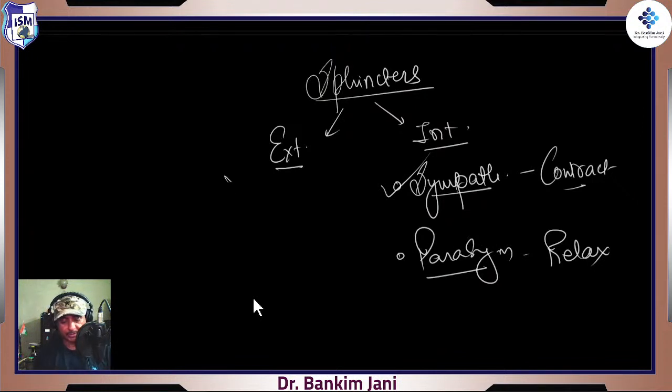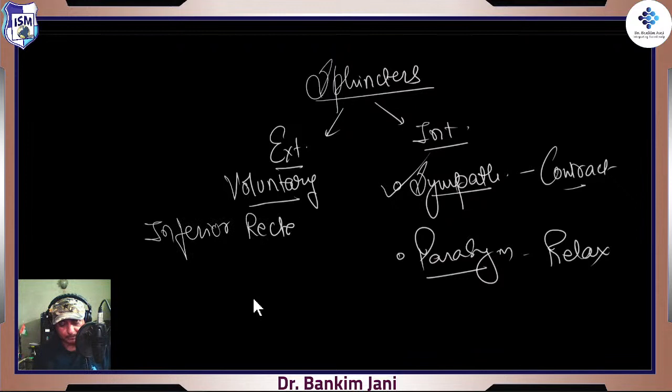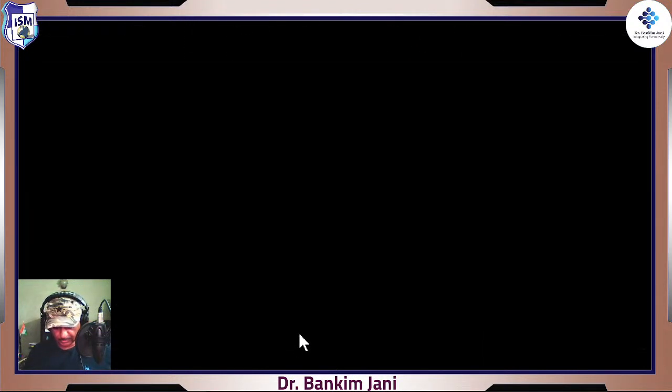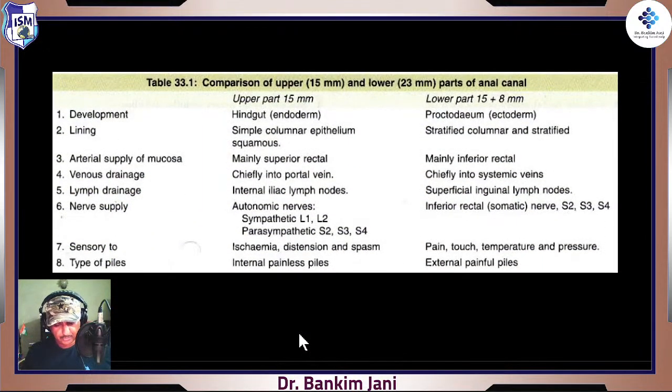But what about external? External too is voluntary, no? If it is voluntary, it is controlled by, as we said, inferior rectal nerve, and add one more. This is very important. Its root value is S4. This is perineal branch of sacral 4. Perineal branch of sacral nerve. Right. So this is voluntary.